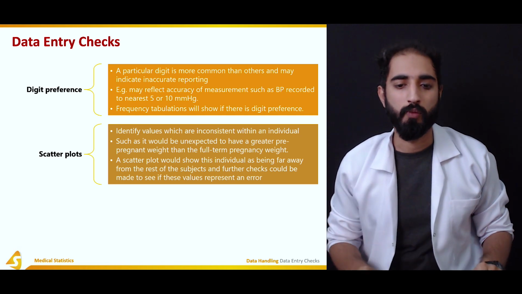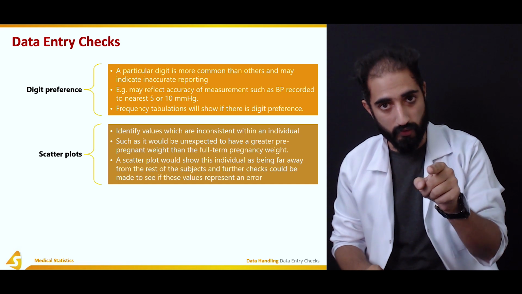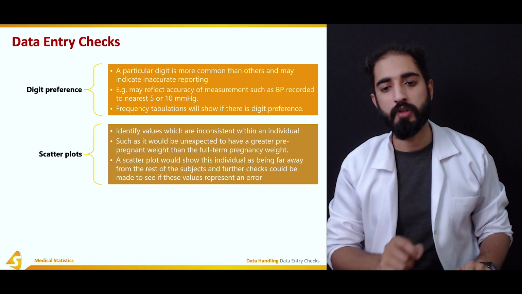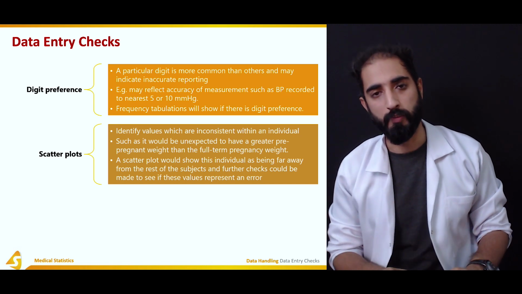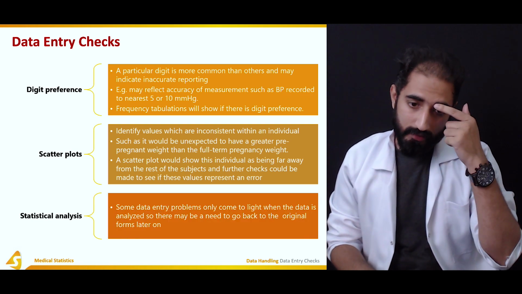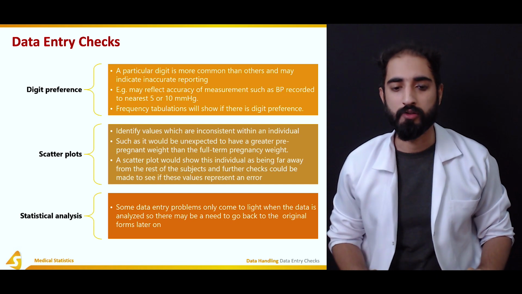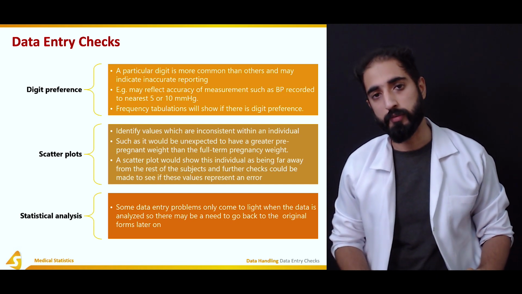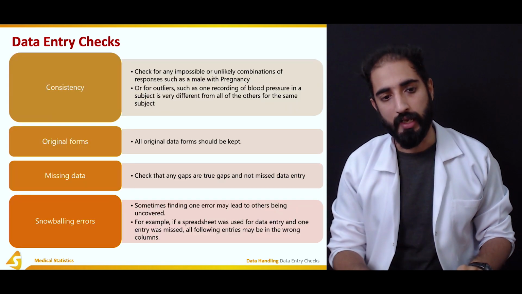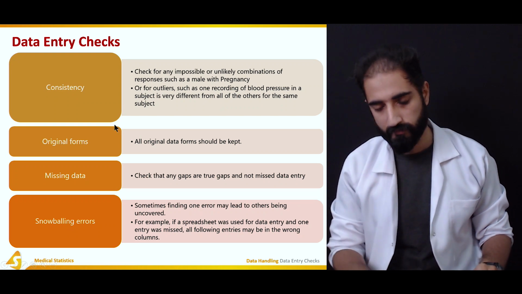Moreover, a scatter plot would show this individual as being far away from the rest of the subjects, and we are going to take a look at a scatter plot and how it would identify this. Further checks could be made to see if these values represent an error. Now, statistical analysis. Some data entry problems only come to light when the data is analyzed, and so there may be a need to go back to the original forms later on. That is the reason why we mentioned in this slide to always keep the original forms.